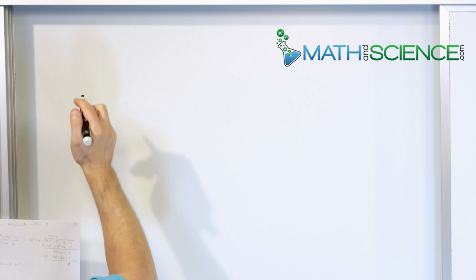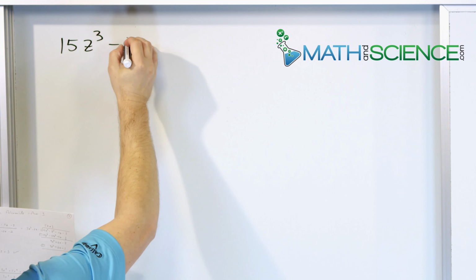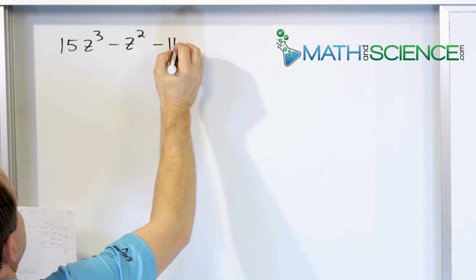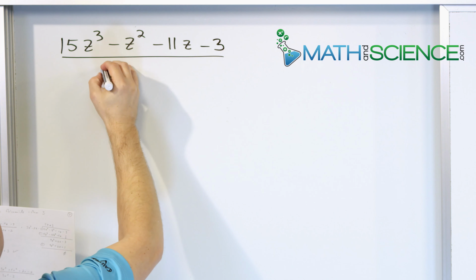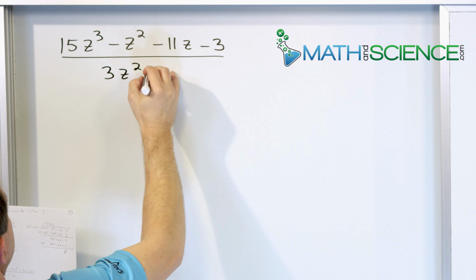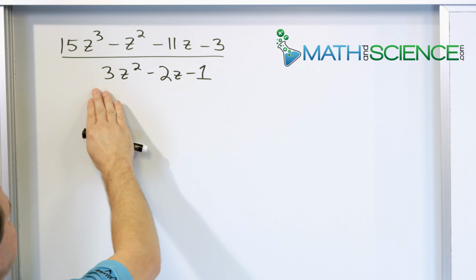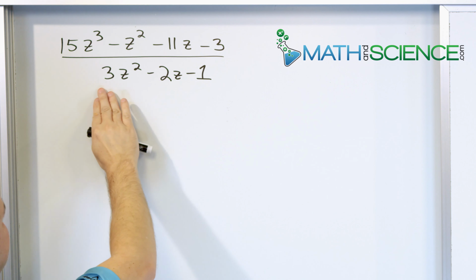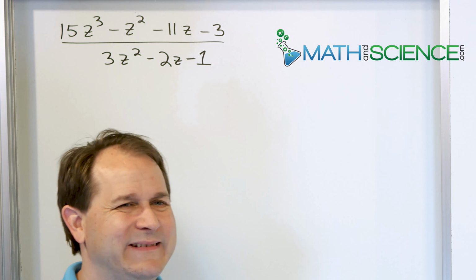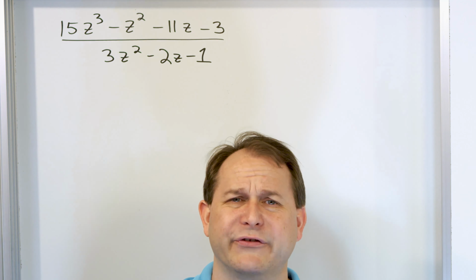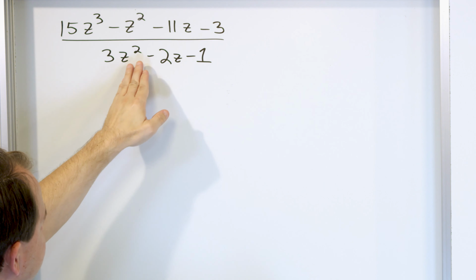bit more involved. So what we have for the first problem is 15z cubed minus z squared minus 11z minus 3. And we want to divide that whole monster by 3z squared minus 2z minus 1. So in the previous problems, the polynomial we're dividing by, which we call the divisor, on the bottom here was simpler than this. In the past, they were all like t minus 4, t plus 3, maybe 2t plus 1. Here the divisor is a full-blown polynomial with a degree of 2.